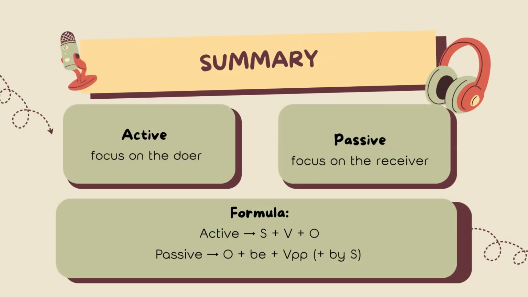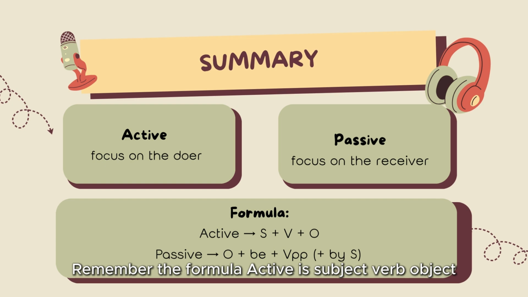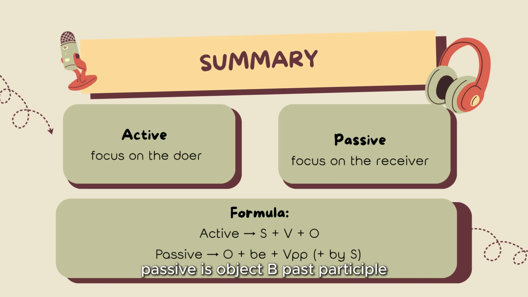Let's review. Active voice focuses on the doer. Passive voice focuses on the receiver. Remember the formula. Active is subject, verb, object. Passive is object, be, past participle, and sometimes by plus subject.